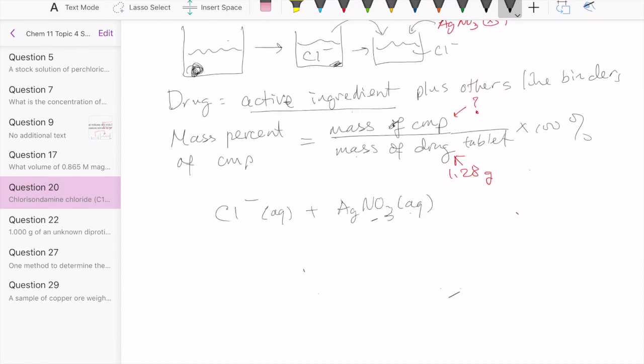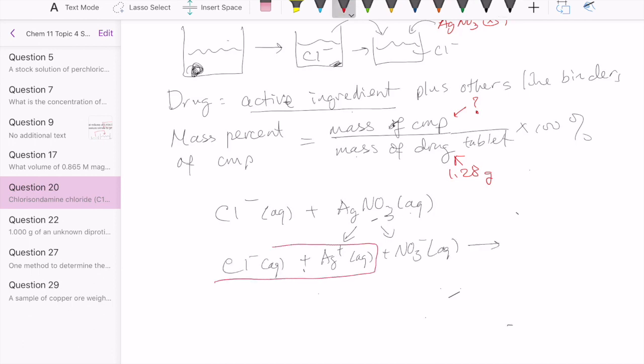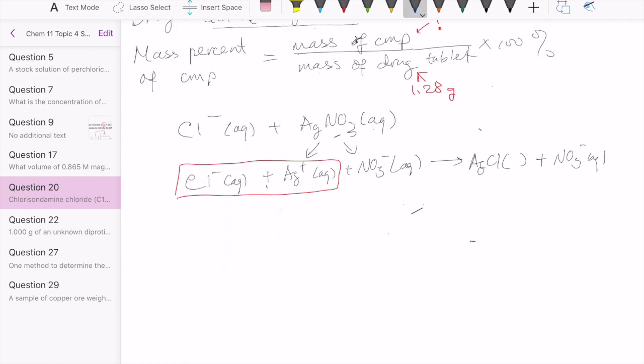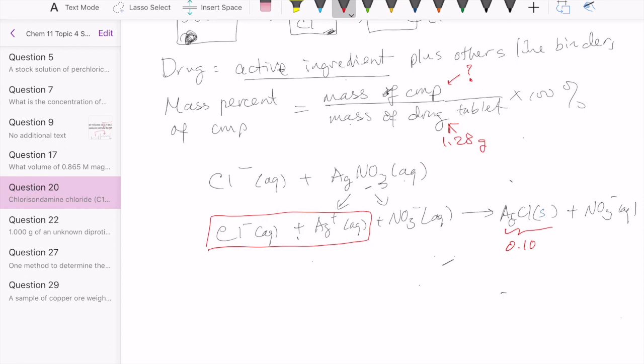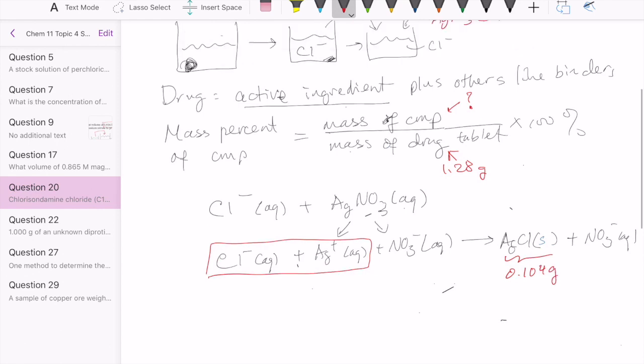Now the question, of course, is what happens when silver nitrate is in water? Well, that's a soluble salt, so it's going to break apart into silver ion and nitrate ion. You're not going to have a reaction between the anion and anion, so the reaction that's possible is between the cation and the anion. So you're going to form AgCl. The nitrate ion is just going to be a spectator in this case. Nothing's going to happen to it. If you look at the solubility rules, you'll find that AgCl is a solid. This quantity right here is 0.104 grams. And so the question is, can we use that to figure out our original active ingredient?